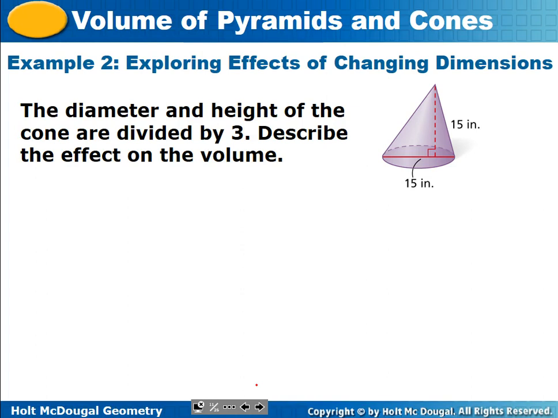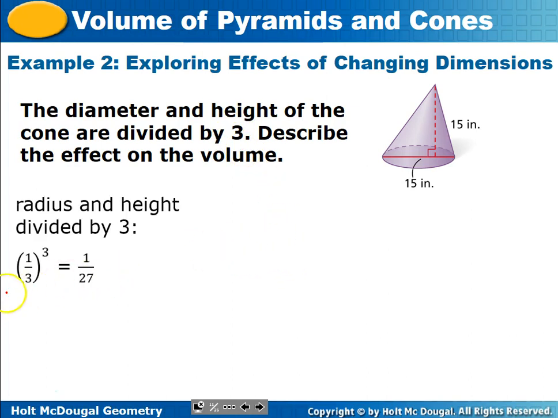This next one says exploring the effects of changing dimensions. So this one says the diameter and the height of a cone are divided by 3. Describe the effect on the volume. Well, we should know that if we're dividing by 3, that's the same as multiplying by 1/3. So we're going to take that 1/3 and we're going to cube it because we're talking about the effect on the volume. So that would be 1/3 to the third power. 1 times 1 times 1 is 1, and 3 times 3 is 9, times another 3 is 27. So the effect would be 1/27.